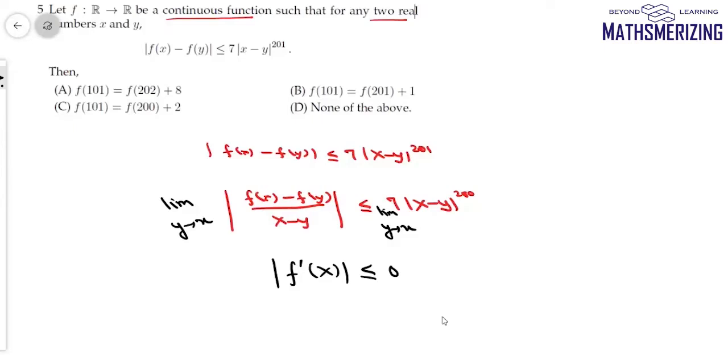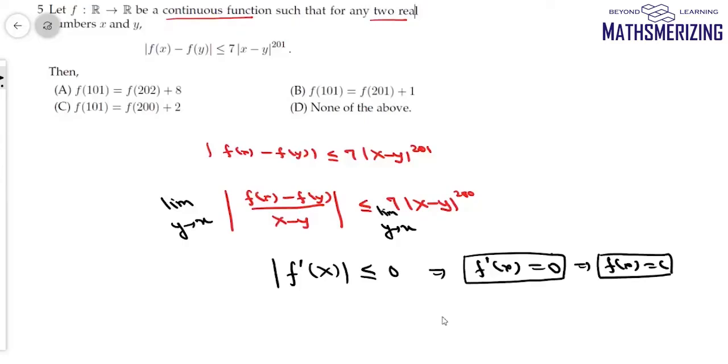Now we know that the absolute value of any real function cannot be negative. So the only condition that I'll have here is that f dash x should be equal to 0, because it cannot take a negative value. Now if f dash x is 0, it simply means f(x) is a constant function. So this function f(x) is a constant function.